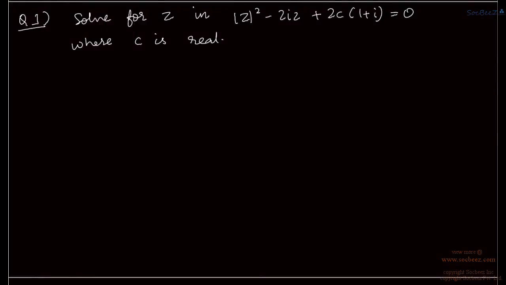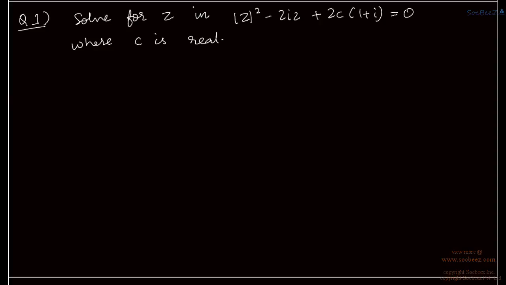Hello friends, welcome back. In the previous video, we looked at some of the most important properties of complex numbers and a few theorems. Let us now try our hand at different problems. So the first one is solve for z in mod z square minus 2iz plus 2c into 1 plus i equal to 0, where c is real.